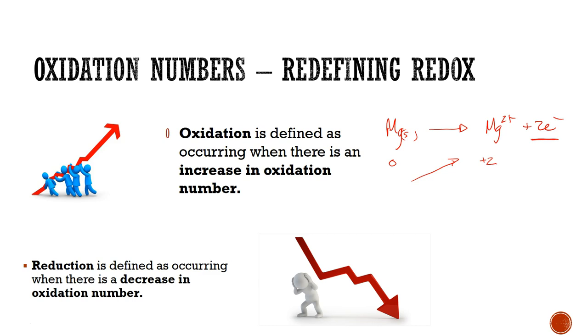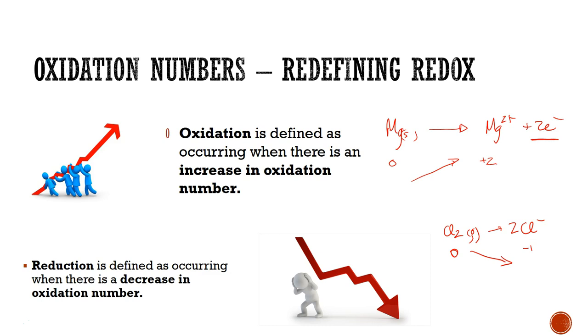If we look at something like chlorine, say chlorine gas forming a chlorine anion, so 2 chloride anions, again this is 0, now -1. We can see that the oxidation number has decreased, so this will now be a reduction reaction.